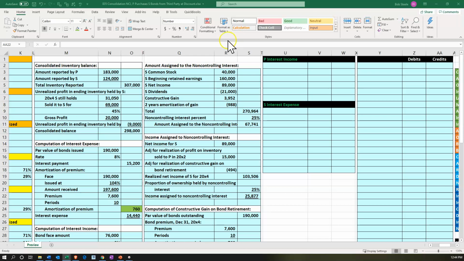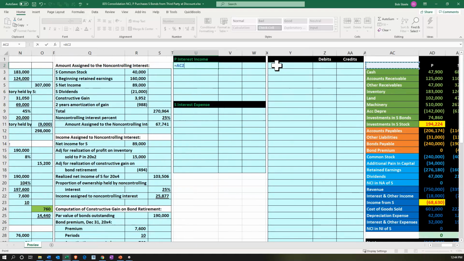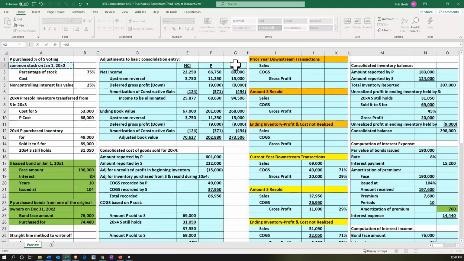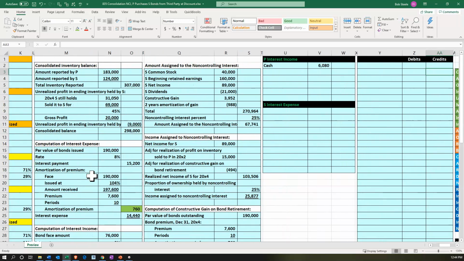Now, they're going to be the ones receiving cash on the bonds. They purchased the bonds. So they're going to say cash. What would have happened? We're not going to post this. We're reconstructing basically what is already included in the numbers for P and S related to the intercompany or related company bond transaction. They would have recorded cash that should have been received of the 76,000 times the 8%. So they should have got 6,080.